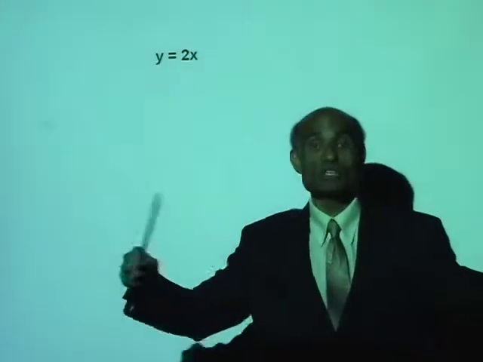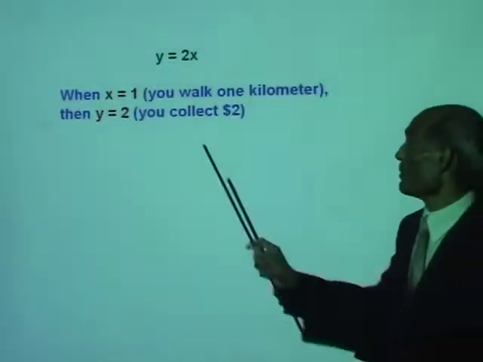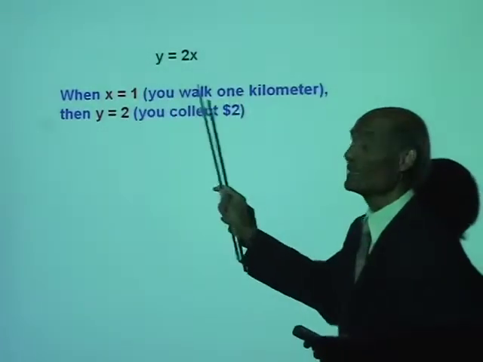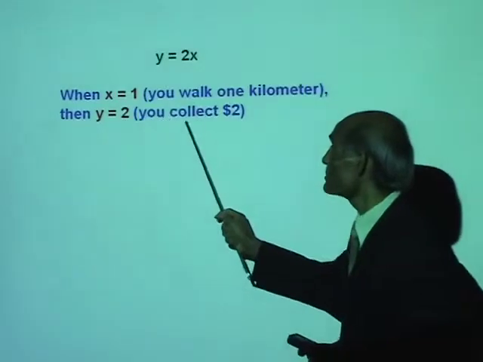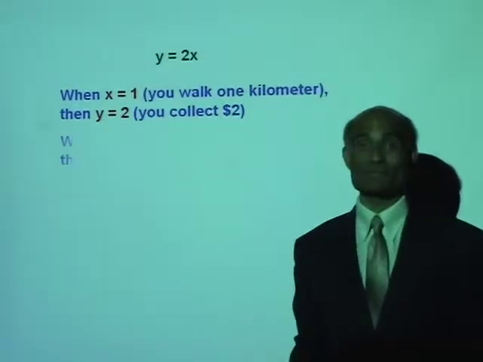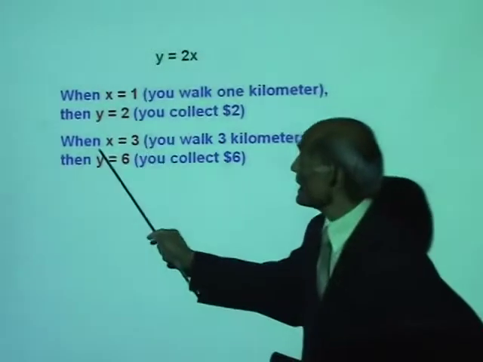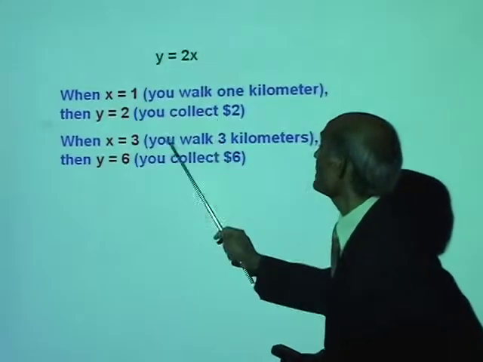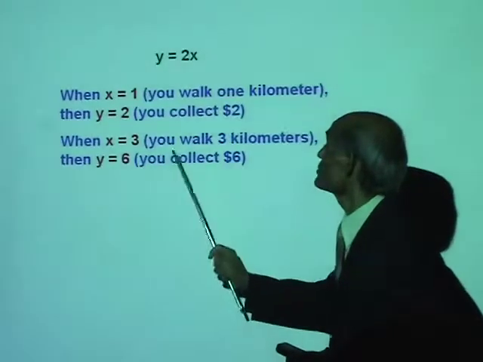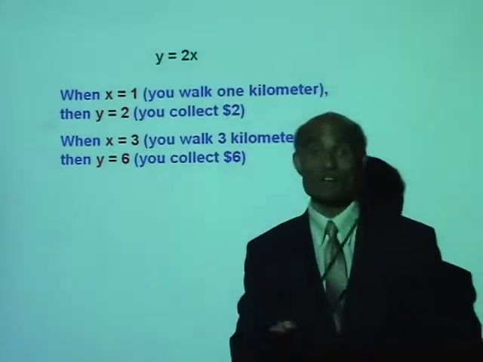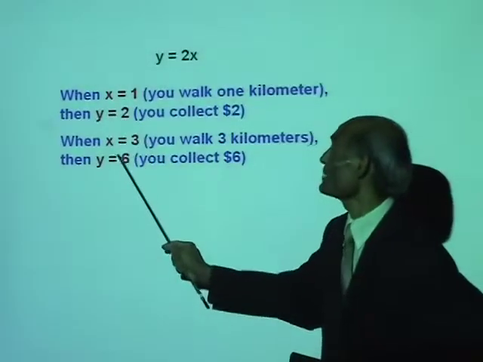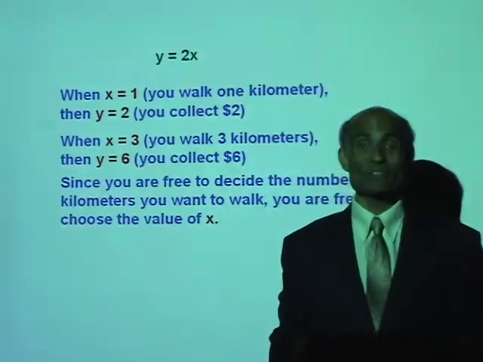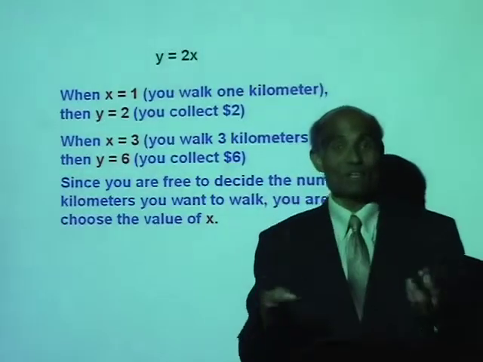Okay, we will be using this as we go on. When x equal to 1, that means you walk 1 kilometer, then y equal to 2. Is that right? You collect $2. When x equal to 3, what will be the value of y? If you walk 3 kilometers, then you collect $6. The value of y will be 6. And you can now give any value to x, and you can find the corresponding value of y.